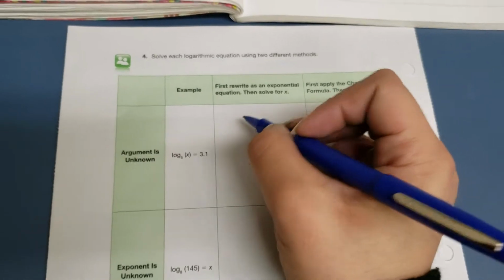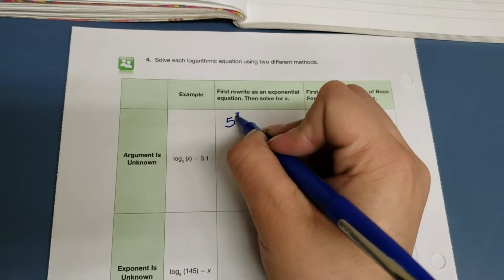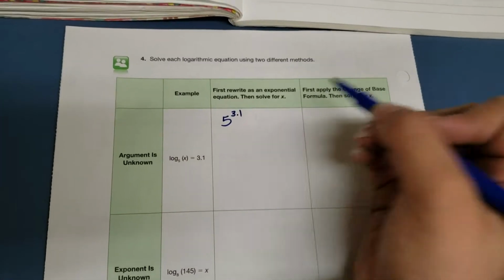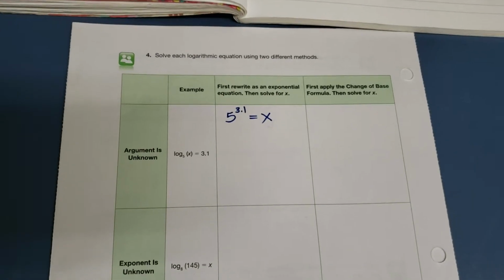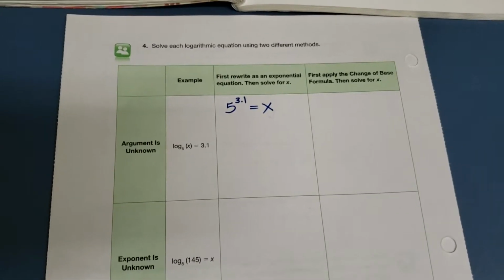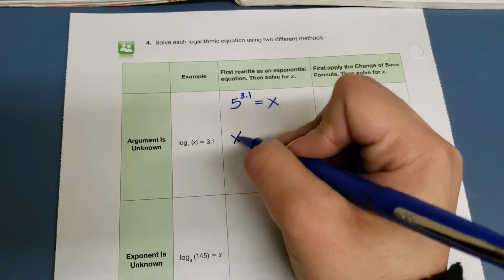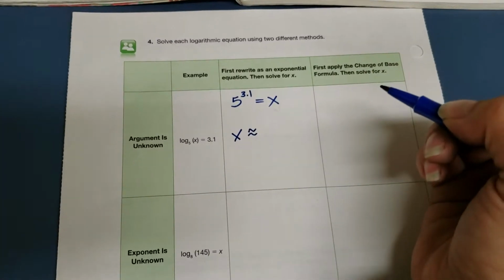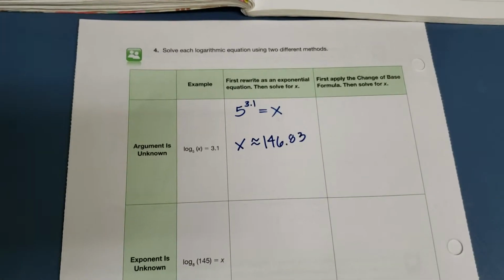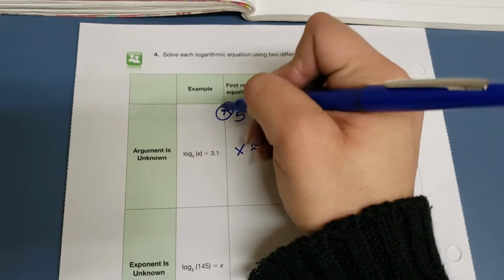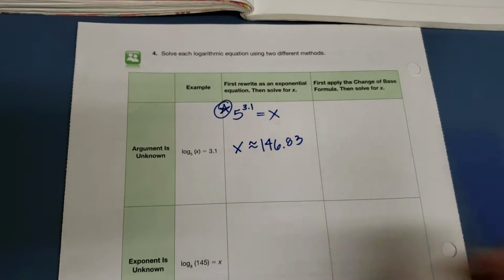So first one, let's say here I just decide to write as exponential. That means 5 to the 3.1 power equals x. Well, now I can just take that to my calculator, right? 5 to the power 3.1 and then approximate. So once I go to my calculator, I see x is approximately equal to 146.83. So I'm going to say that this is the preferred method when it comes to unknown arguments. Set it up in exponential and solve.